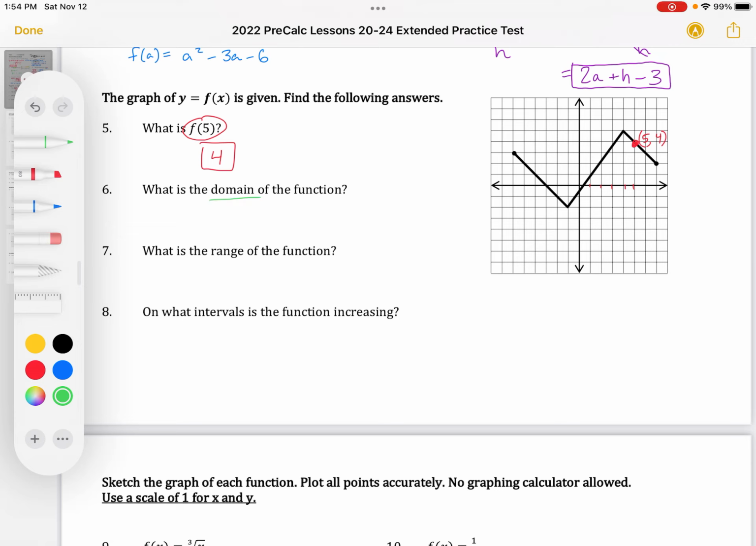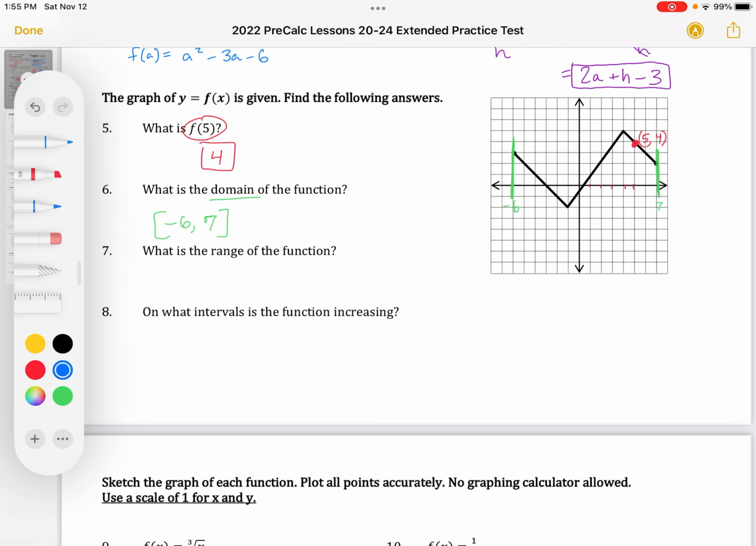The domain is your x values. So the x value that this graph starts at is negative 1, 2, 3, 4, 5, 6. So it starts at negative 6. The x value that it stops at is 1, 2, 3, 4, 5, 6, 7. So the domain is just the x values that your function lives at.